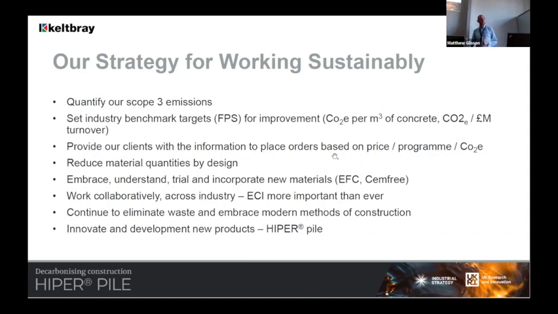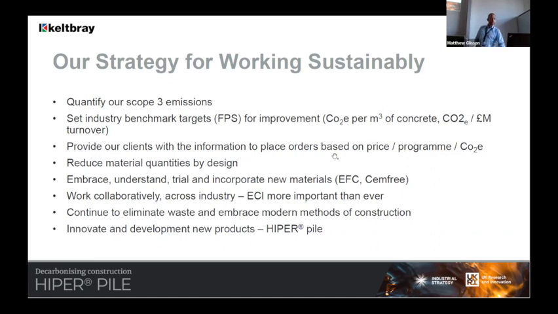We are driven to reduce material quantities by design, and one of our major innovations that I'll show you in a minute does exactly that. Again, a lot of talk earlier was about reducing the volume of material by design, not so much about reducing the embodied carbon within the materials. Well, we'd like to do both.